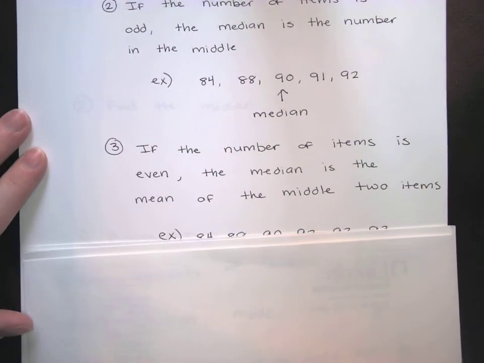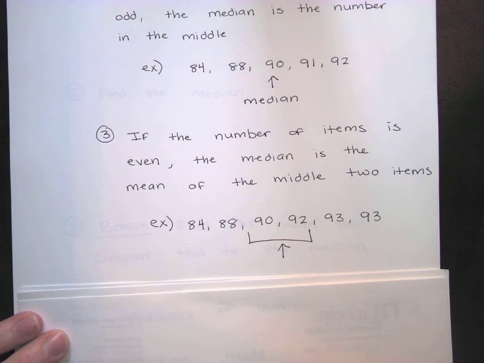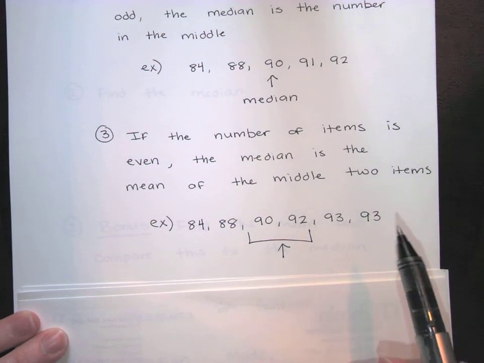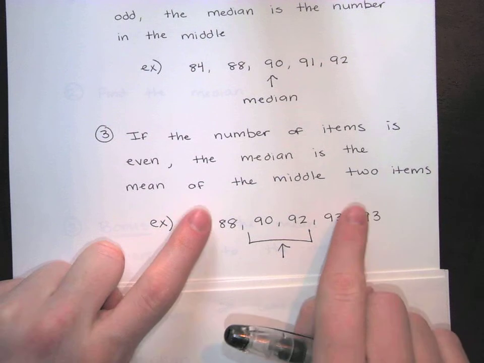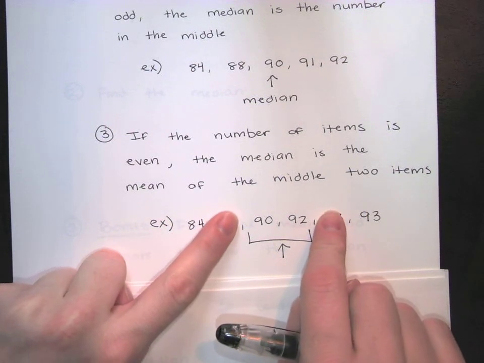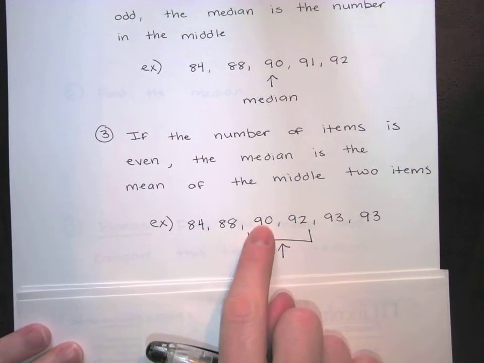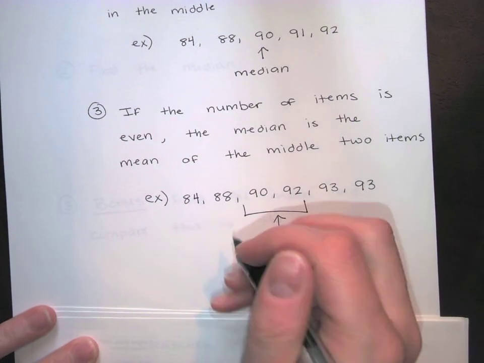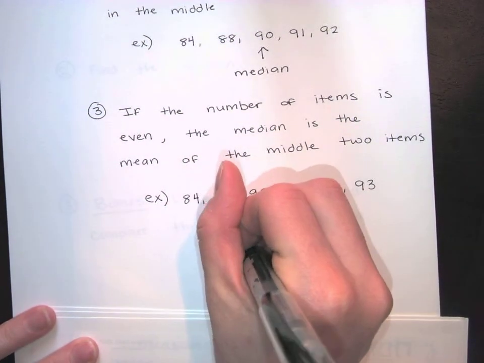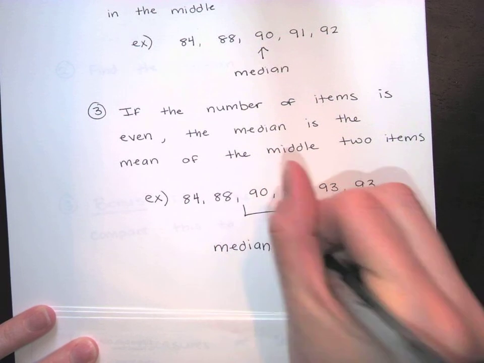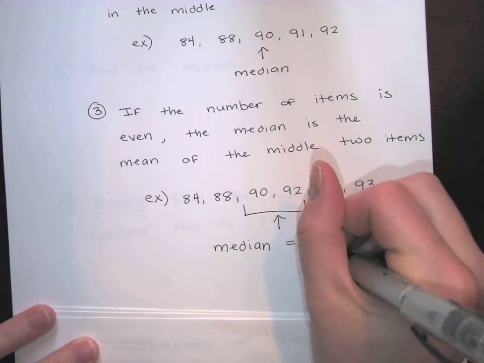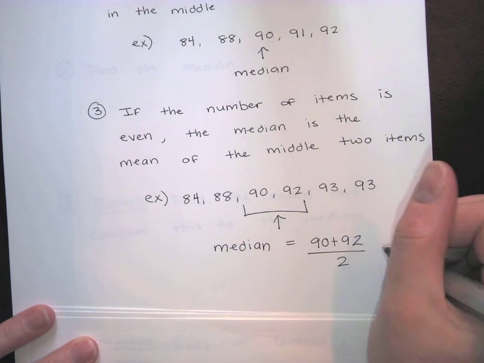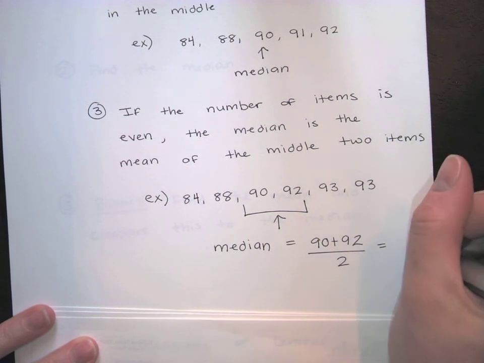If we have an even number of items, the median is going to be the mean of the middle 2 items. So we would make our way in to the middle 2, and now we're going to take the average of these 2. So the median is going to be 90 plus 92 divided by 2, which is 91.